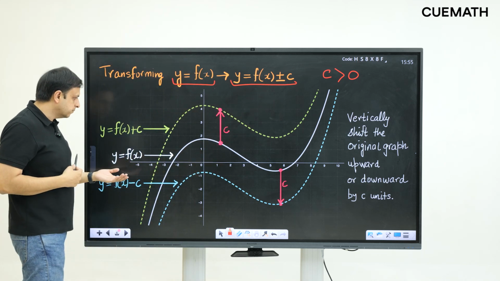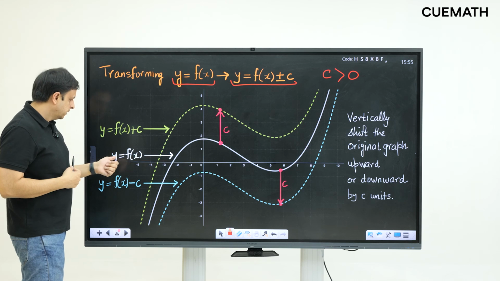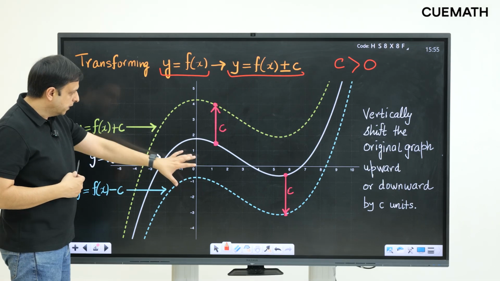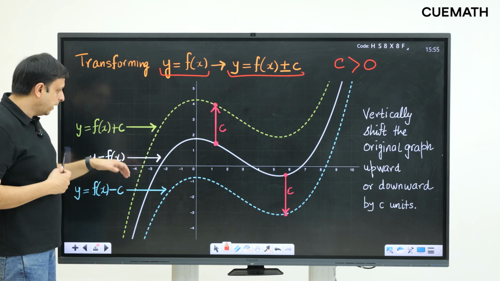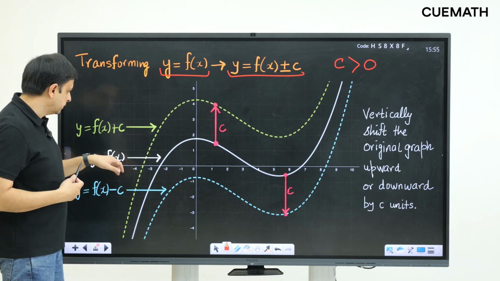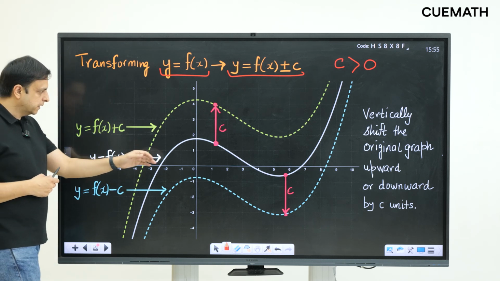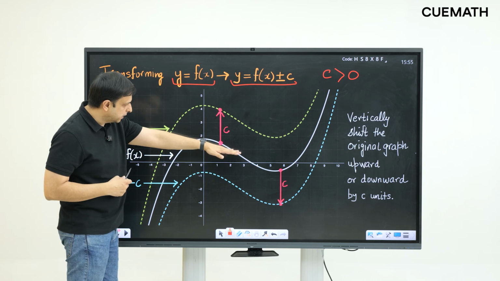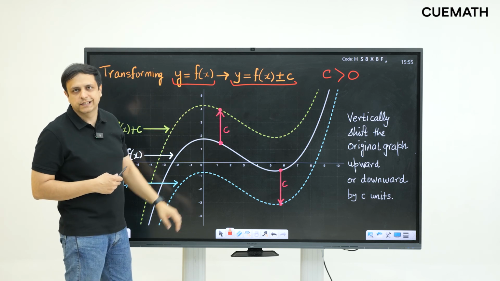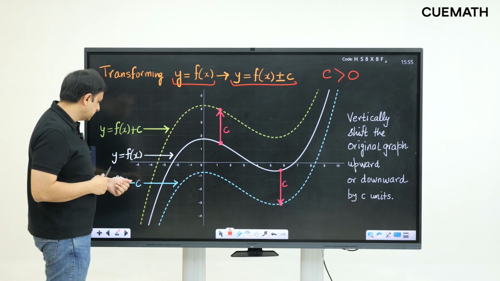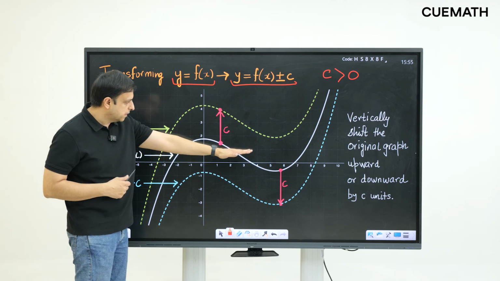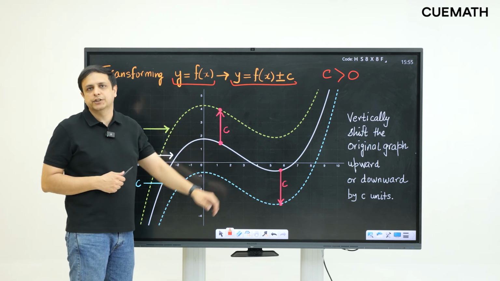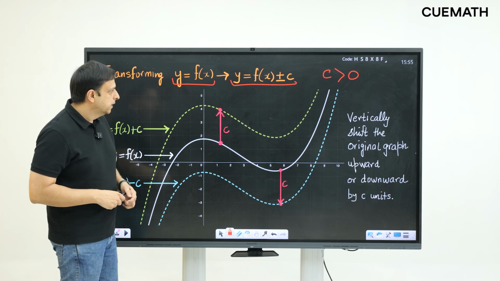So if you are adding something to the original function, so your original function in this figure here is this white curve that you see in the middle, and if you add some positive constant to this function to get f(x) + c, then you essentially shift the graph vertically upward by c units. And if you subtract something instead, f(x) - c, then you essentially take the original graph and vertically shift it downward by c units.